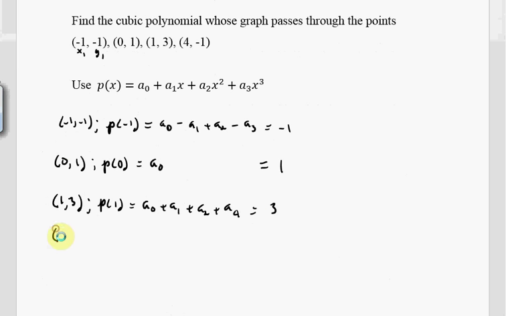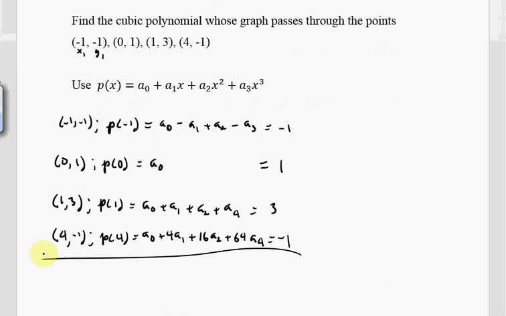So we get a0 plus a sub 1 plus a sub 2 plus a sub 3 is equal to 3. Then the last one, x is 4, y is -1. So p of 4 is equal to a0 plus 4 a sub 1 plus 16 a sub 2 plus 64 a sub 3 is equal to -1.